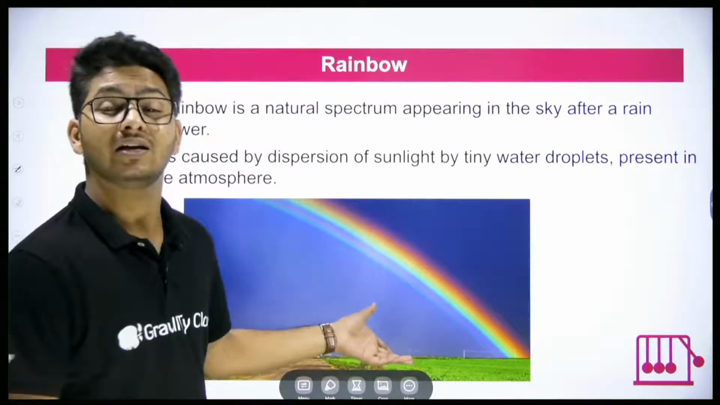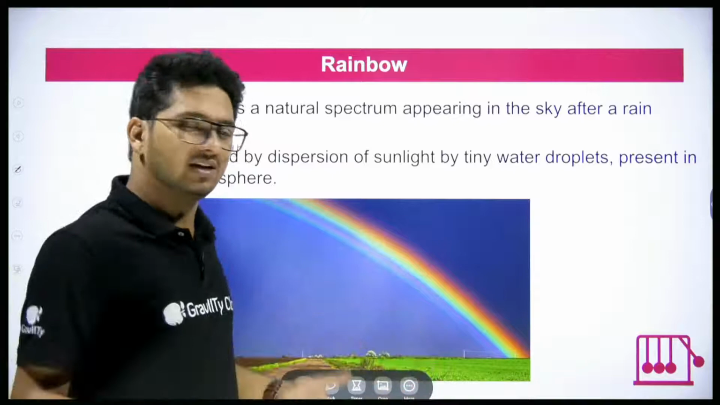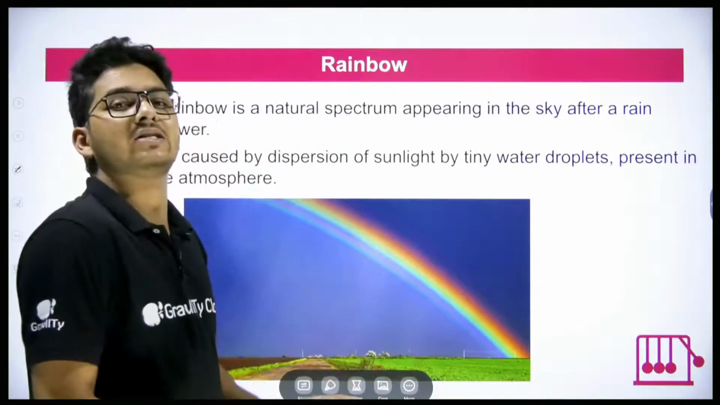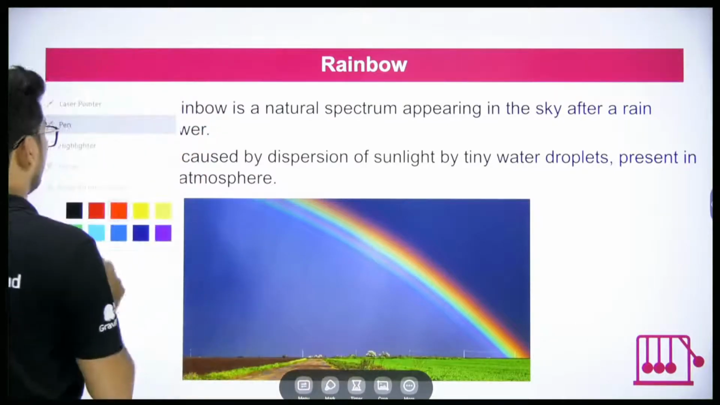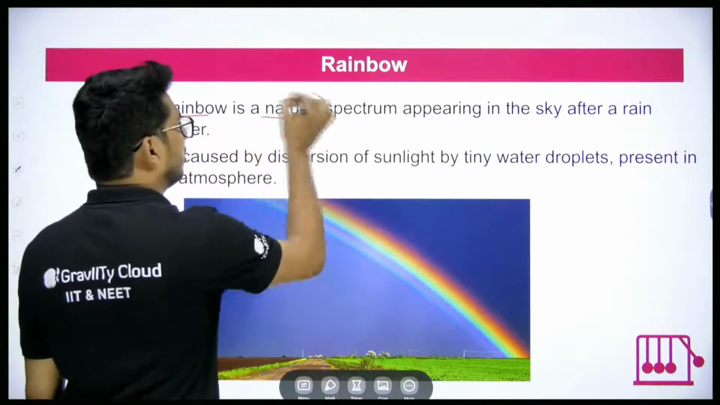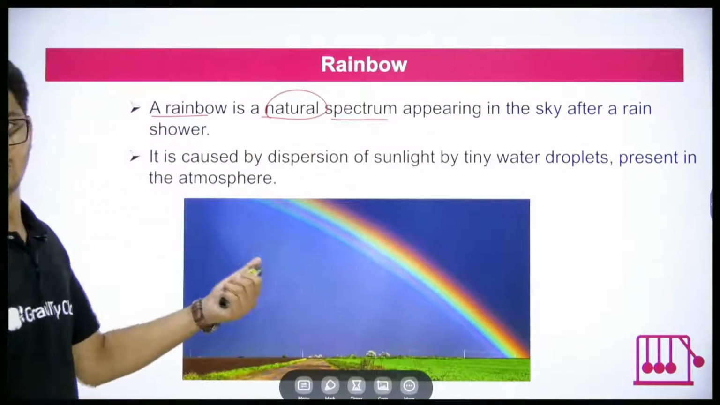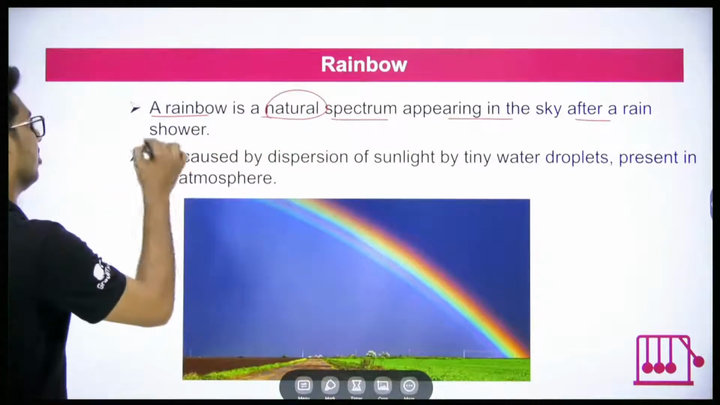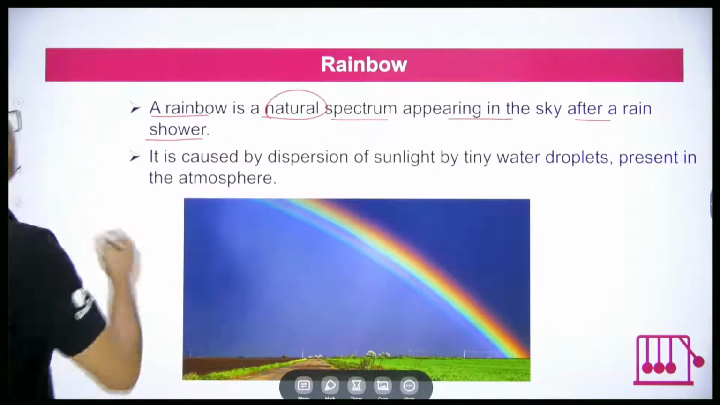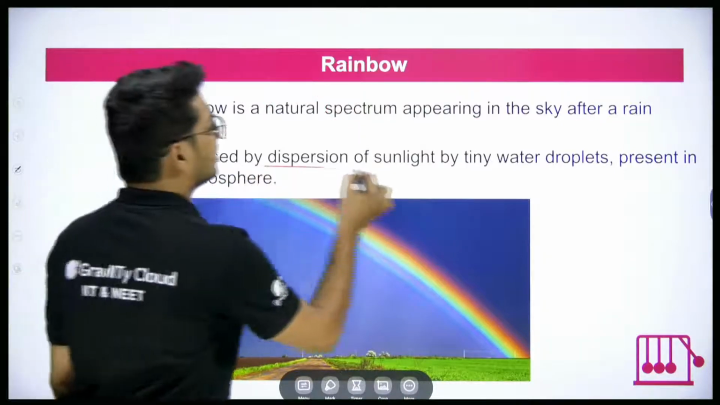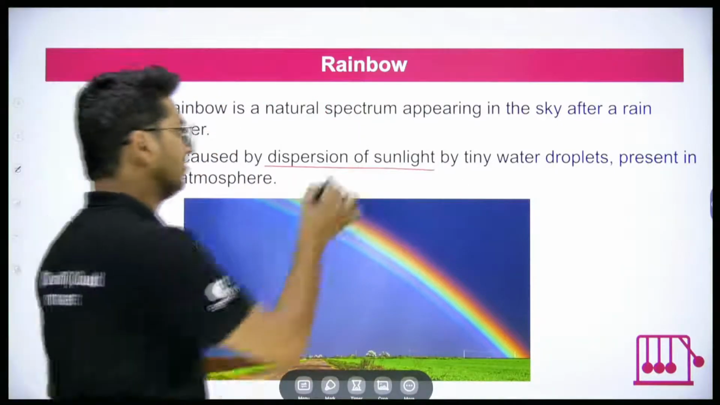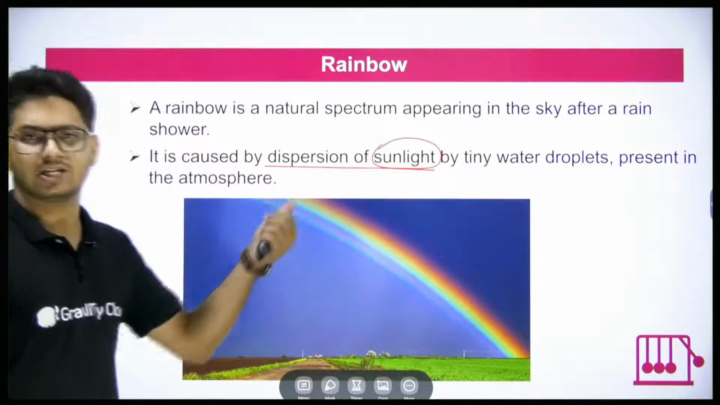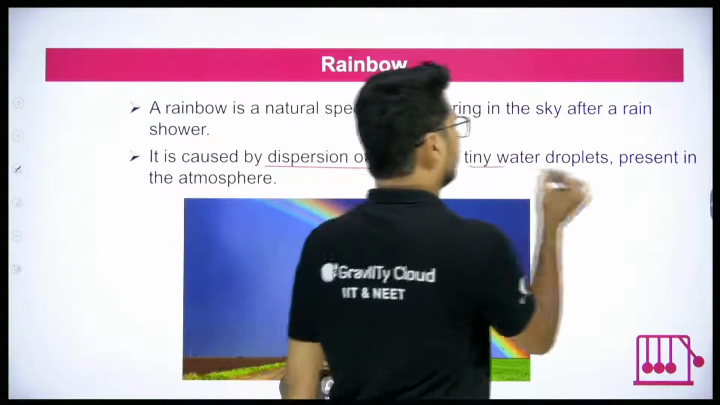And it's obviously a natural phenomenon. We don't do anything. It occurs in nature, by nature itself. So if you look at this, a rainbow is a natural spectrum appearing in the sky generally after a rain or after a rain shower. Good. And it's caused by dispersion of sunlight. Yes? And remember, which white light are we talking about? Sunlight. So it is caused by dispersion of sunlight by tiny water droplets.